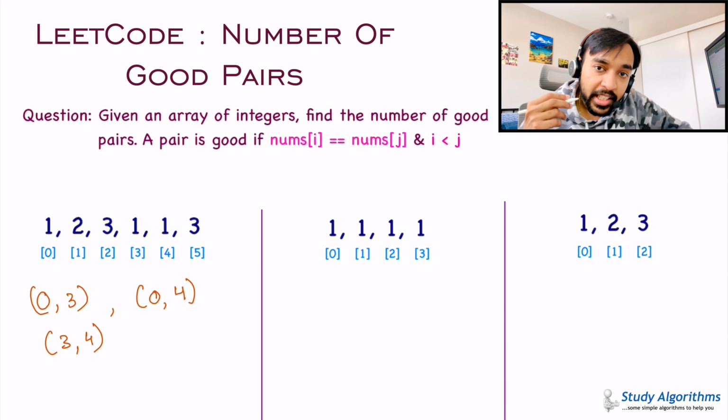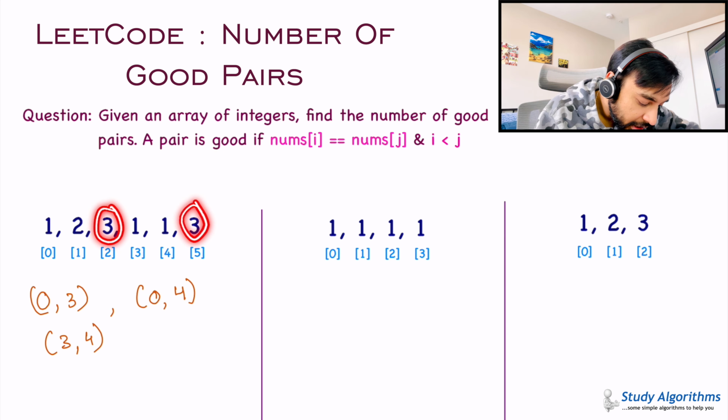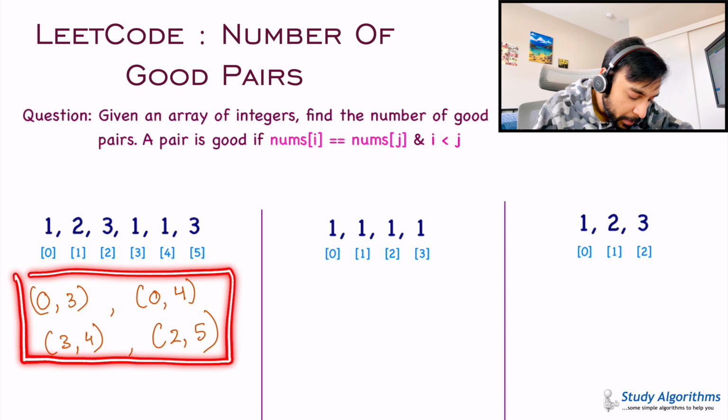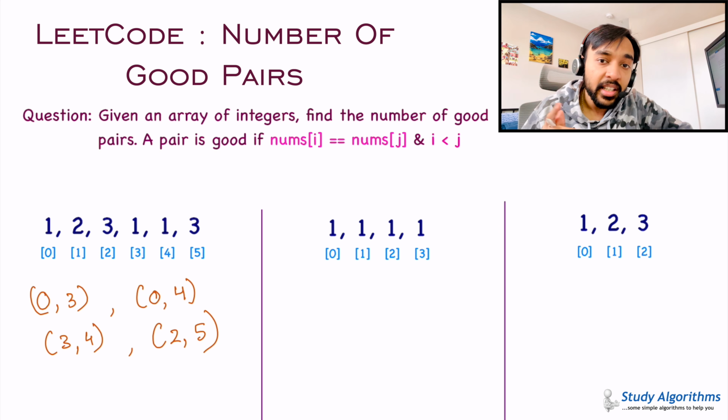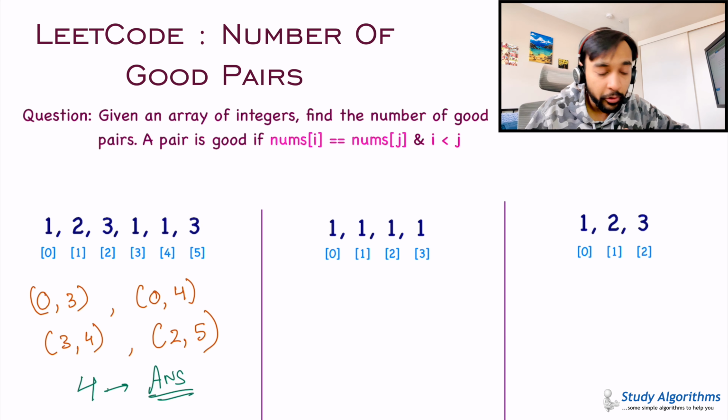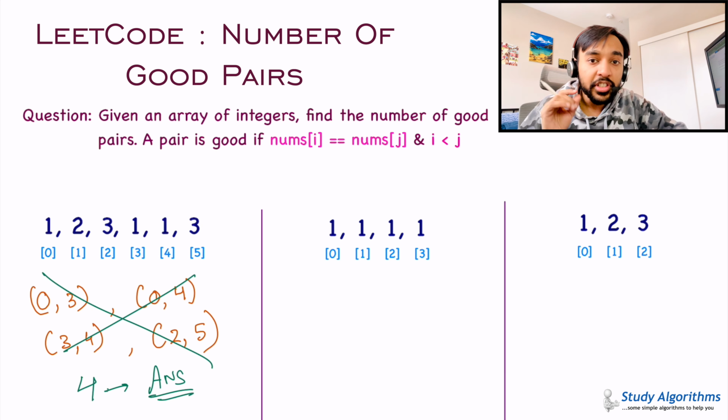Based on this idea, this array has one more good pair, and that is 3 and 3. You can easily say 2 and 5, and that will give you one more good pair, that is 2, 5. So you can see that this array has a total of 4 good pairs, right? And in this question, you just need to print the number of good pairs. So you just need to print out 4 as your answer. You don't have to worry about all of these pairs. You just need to tell the number of these pairs, right?